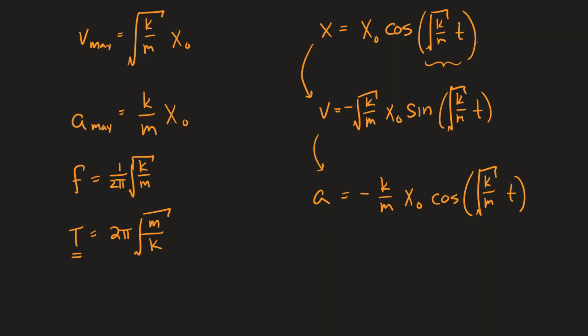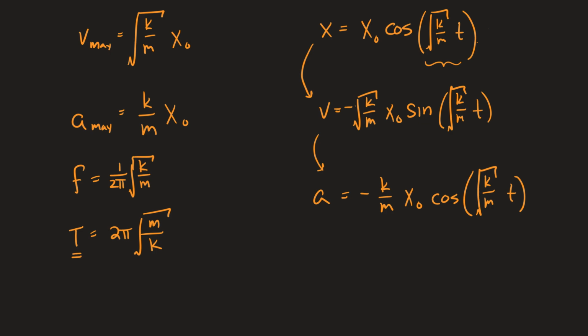Now, this part's super, super important. Do you notice that all of these have k over m in them? It is, and that's the point. All oscillators are going to have something like this that controls the motion of the oscillator. Look at where it is. It's in every one of these equations. And it tells us that that's going to be controlling the system.